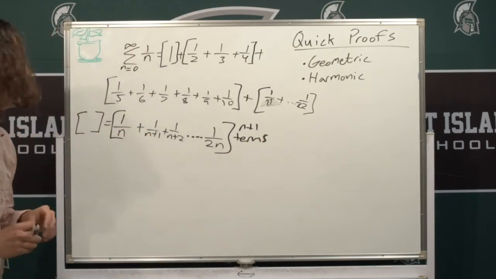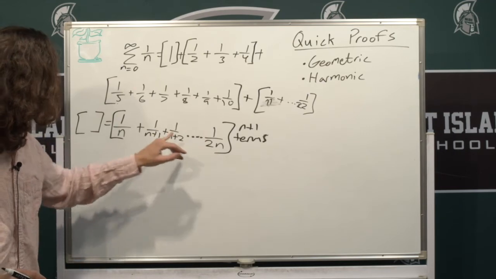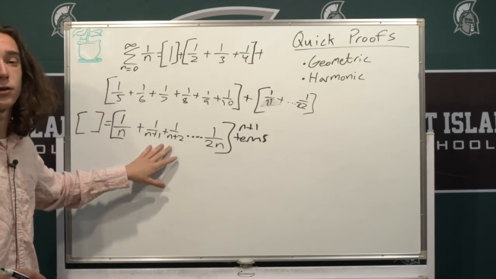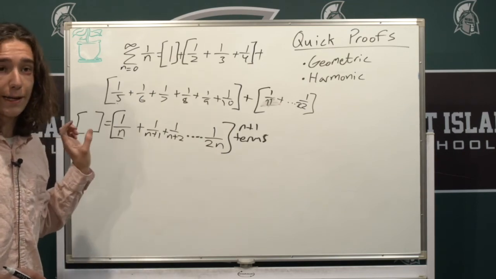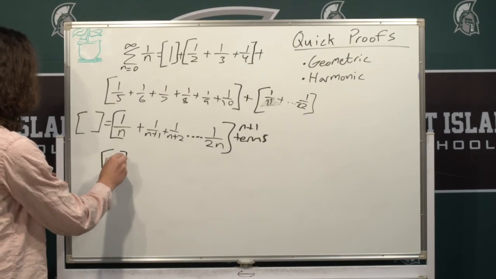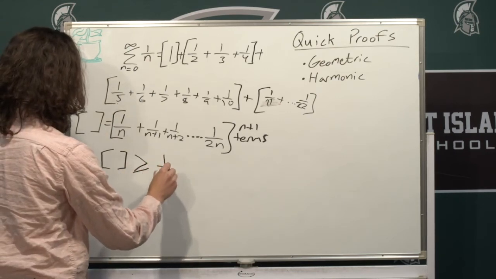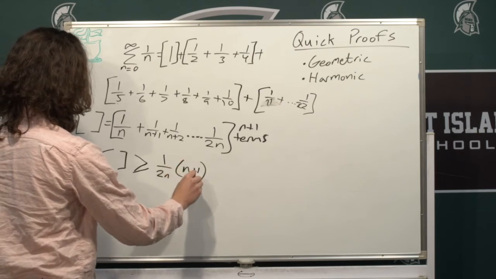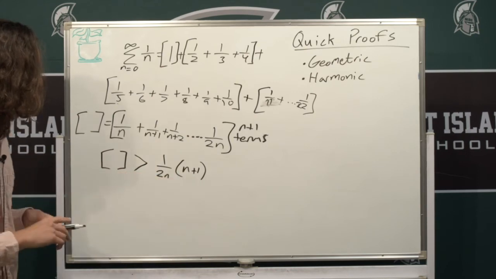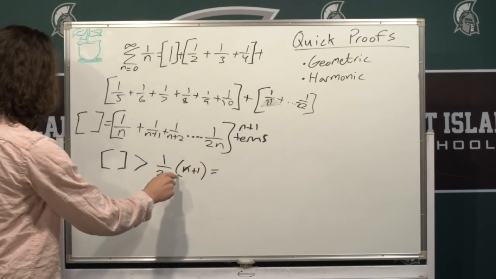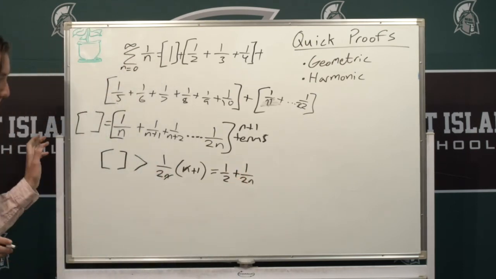So in this box of n plus 1 terms, the absolute smallest of these terms is the last one, right? Because our denominator is getting bigger, which means our number is actually getting smaller. And so 1 over 2n is the smallest term we have. And so we can say that the contents of this box are greater than or equal to n plus 1 of that smallest term. And what is 1 over 2n times n plus 1? Well, that is going to be 1/2 plus 1 over 2n, right, because I've broken it up.